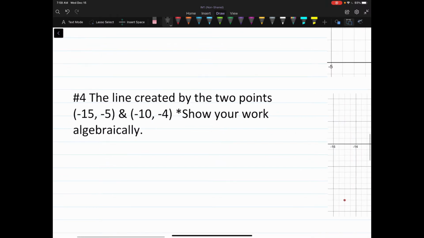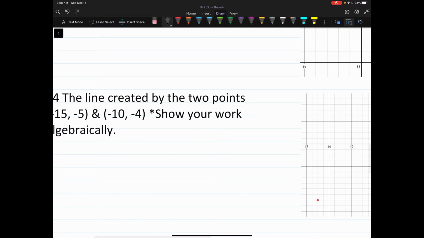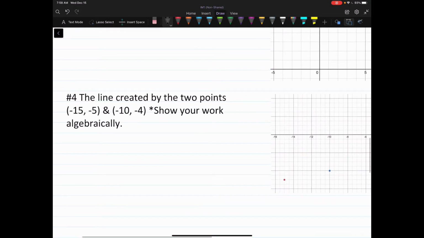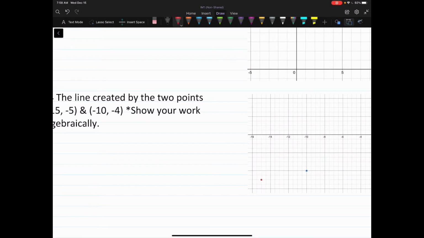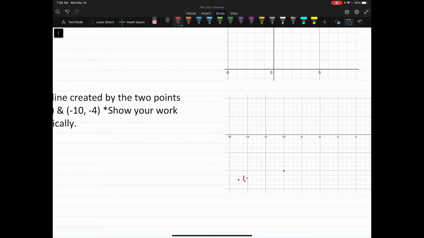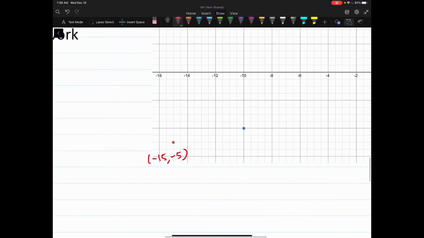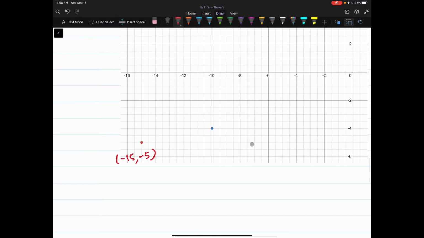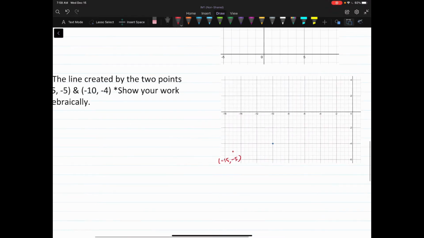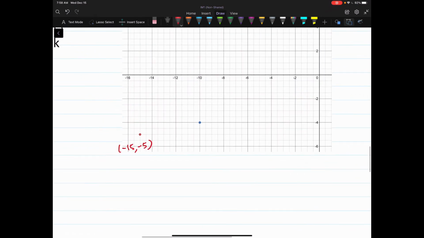The line created by 2 points, -15, -5 and -10, -4. And this one, I want you guys to show your work algebraically, okay? So let's go ahead and plot these points. So I got here negative 15, negative 5. So let's see if this is right. That's right there, negative 5, and you got negative 15. Perfect. And then you got negative 10, negative 4. So negative 10, negative 4.